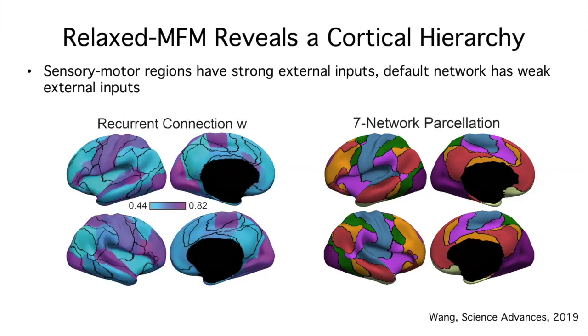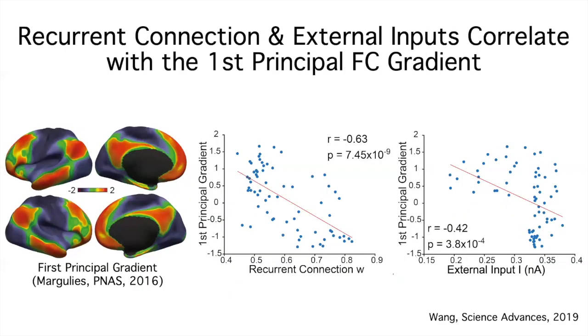The recurrent connection strength also shows a similar pattern. What is kind of cool is that without assuming the existence of a cortical hierarchy, the estimated model parameters reveal a large-scale cortical gradient. We compare our model estimates with Daniel Margulies' principal gradients, and we find that the recurrent connection strength and the external inputs are correlated with Daniel's principal gradients.